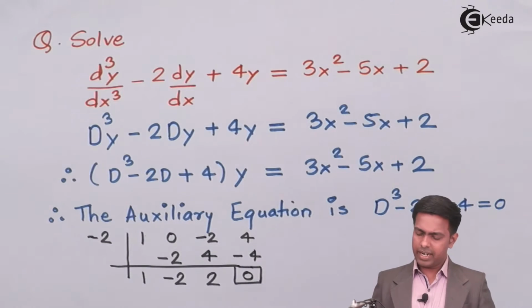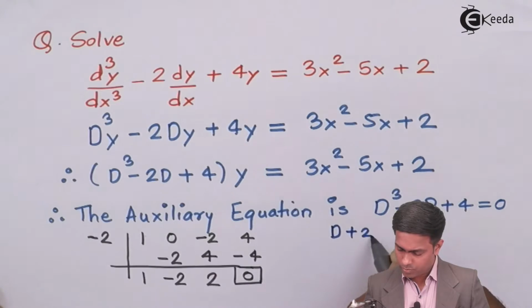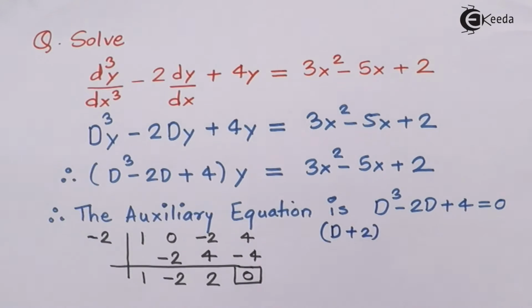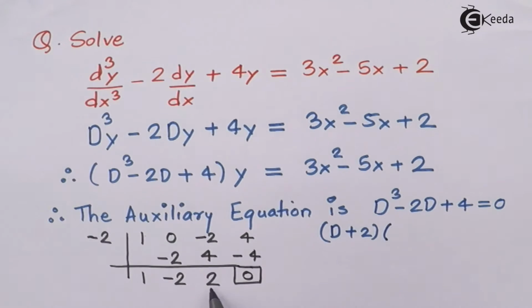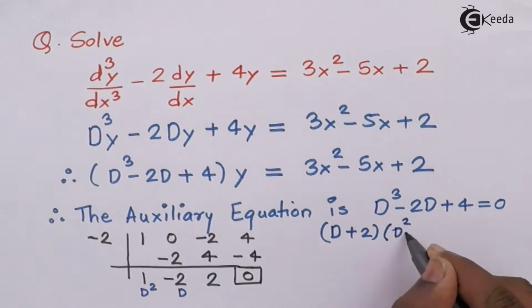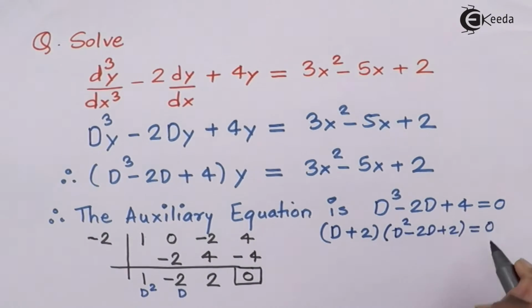So we can rewrite this term as, one factor is D plus 2. Now guys, observe, since the root is minus 2, in the bracket I am writing plus 2, so that when I equate this to 0, I will get D as minus 2. Next, the remaining 3 terms: this is 1, 0, minus 2 and 2. So we will get D square minus 2D plus 2 equal to 0.